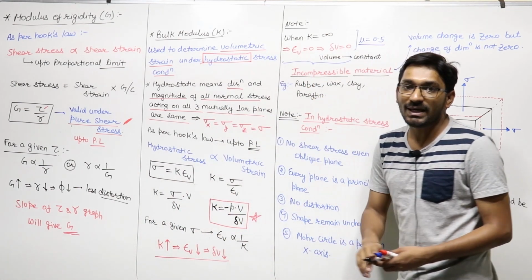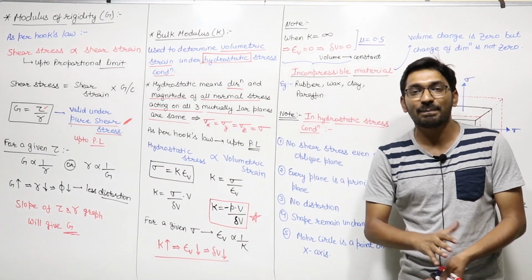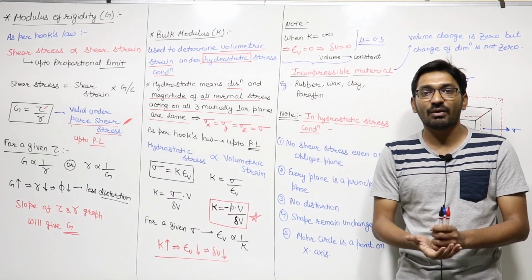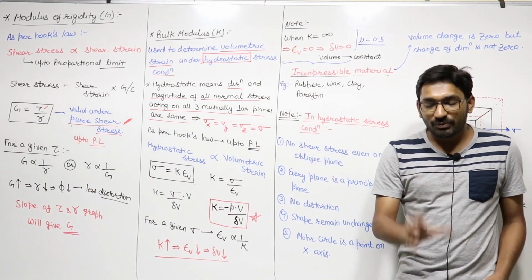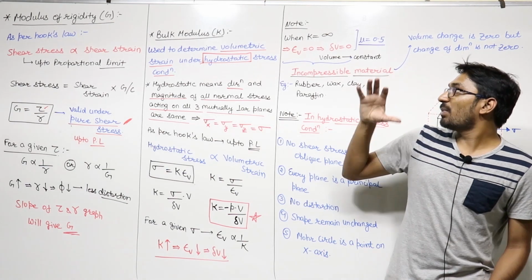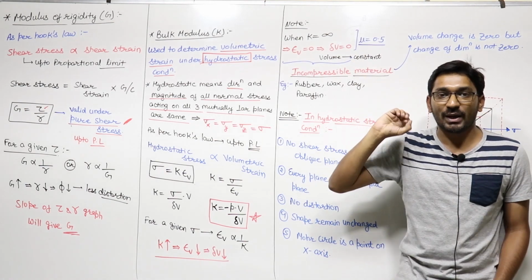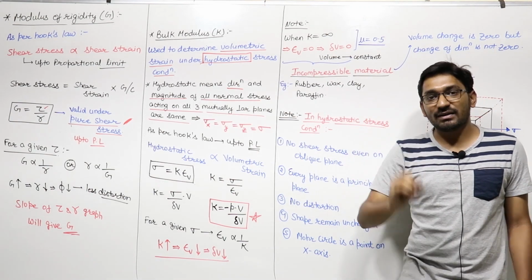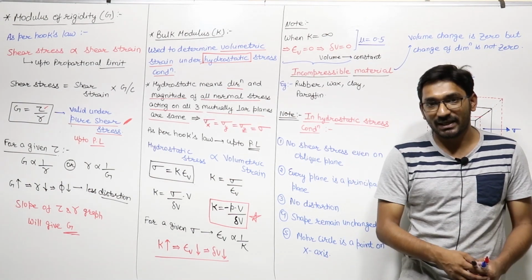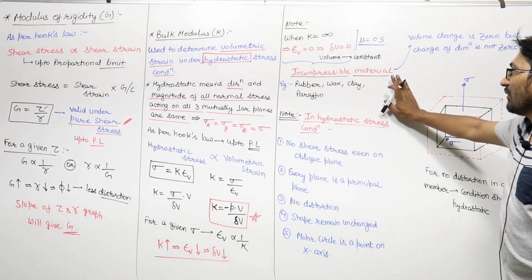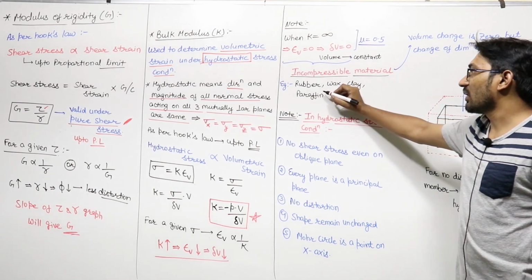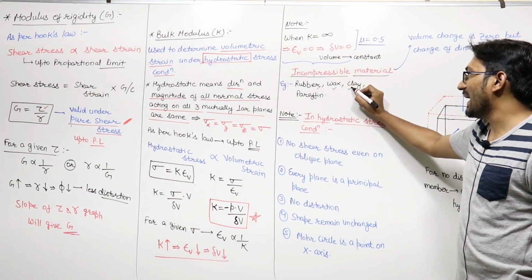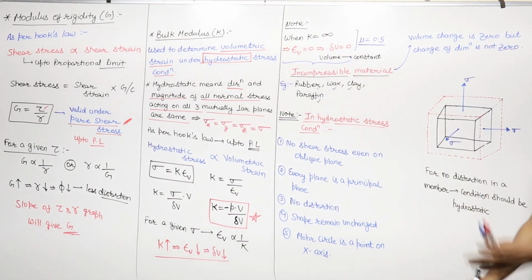Incompressible material means that material is not able to compress. We cannot change the volume of that body. That is possible when mu is equal to 0.5. In that case, change of volume will be 0. The examples of incompressible material are rubber, wax, clay and paraffin, and other materials which have mu equal to 0.5.